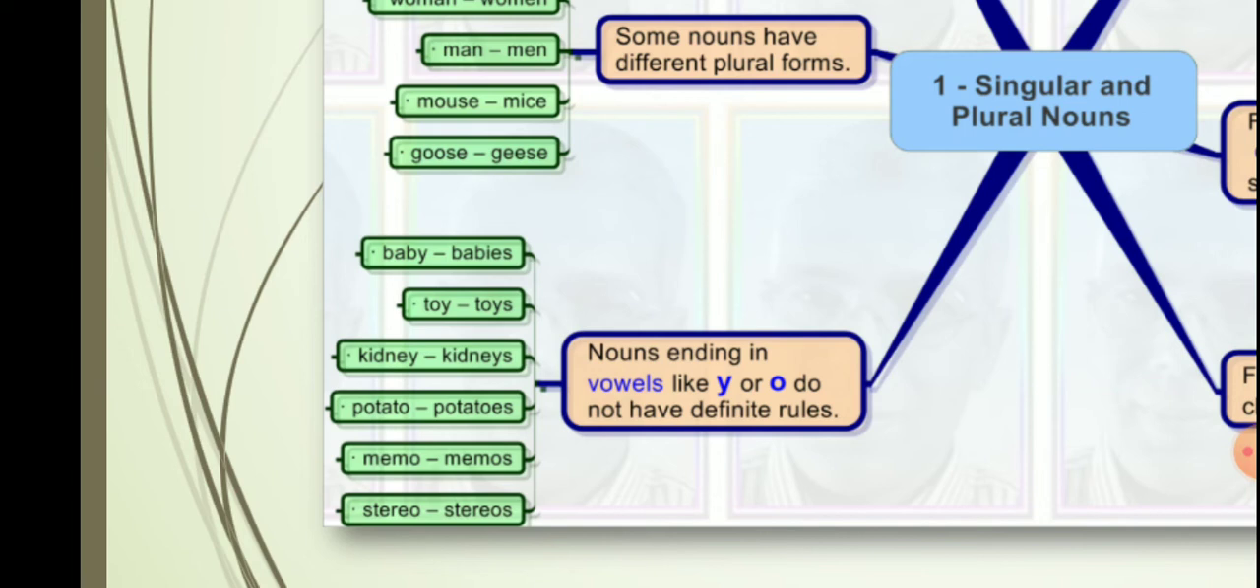Next comes kidney. Kidney ends with Y, so we add S to it. Potato. Here you can see three examples: potato, memo, and stereo. These three words end with the letter O, and when a word ends with O, we normally add ES as a suffix. There is one exception, and that is photo. Photo ends with O, but we don't add ES there, we add only a single S to make it plural.